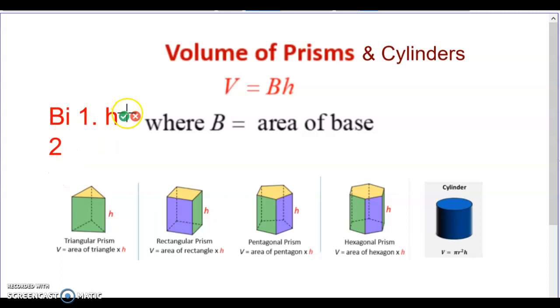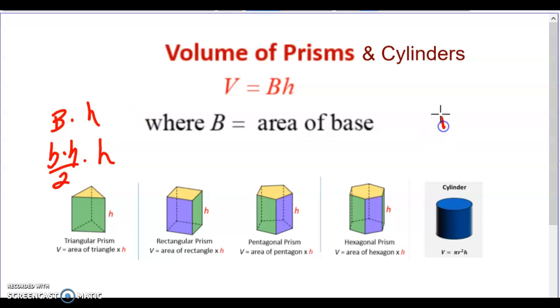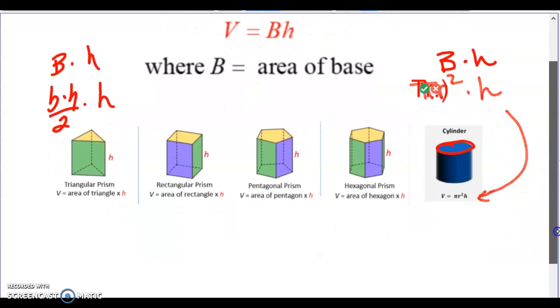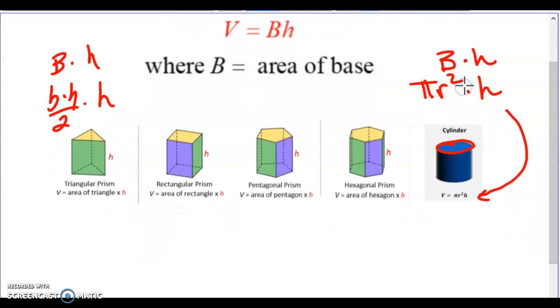Over on the cylinder, our big B is going to be a circle. The base is a circle there, so our big B is pi r squared, and then times the height. And you can see that's what the formula is right there. So we did those last time.